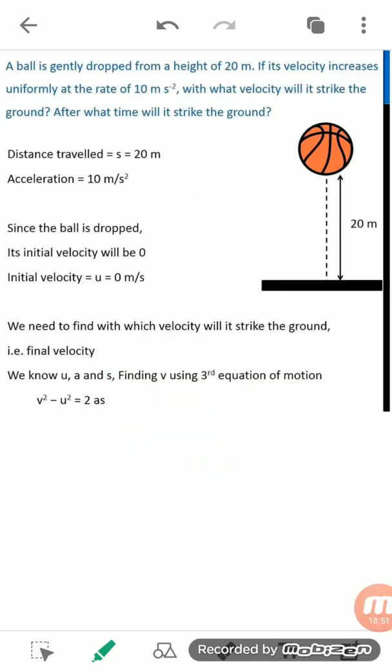Now there is another question that is given in the NCERT. The question is that a ball is gently dropped from a height of 20 meter. So from a certain height, that is 20 meter, a ball is dropped, and when it is dropped, its velocity increases at a rate of 10 meter per second square. That 10 meter per second square is actually telling the acceleration.